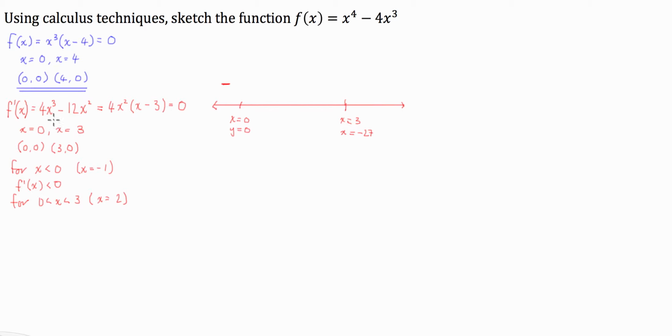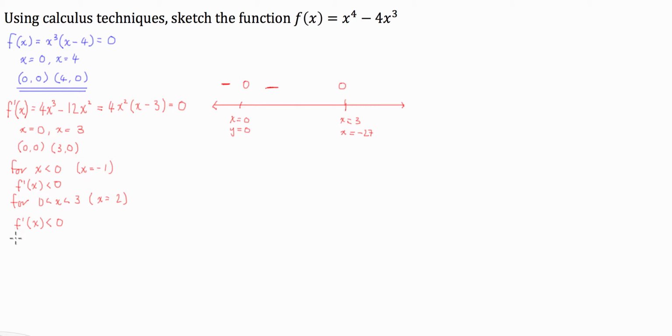If we substitute 2 into this equation, we've got 2 cubed is 8, times 4 is 32, minus 2 squared is 4, times 12 is 48. So 32 minus 48 is a negative number. So we can say for x between those, the derivative is still less than 0. So here it's negative. We know that the derivative is 0 there and there. It's going to be negative in between.